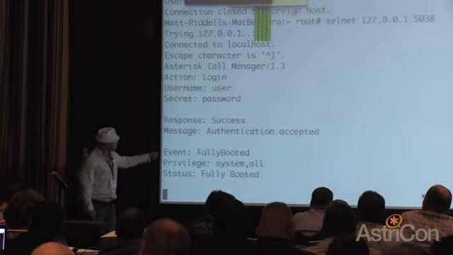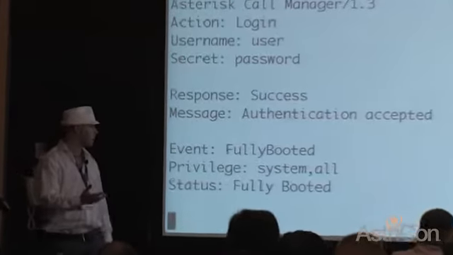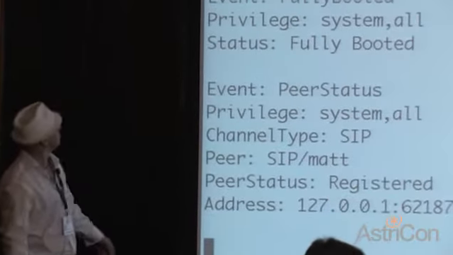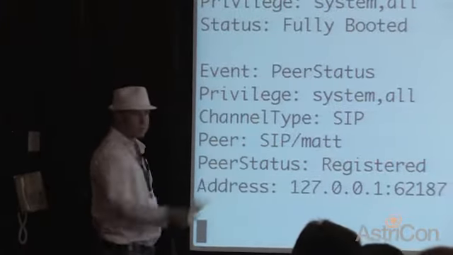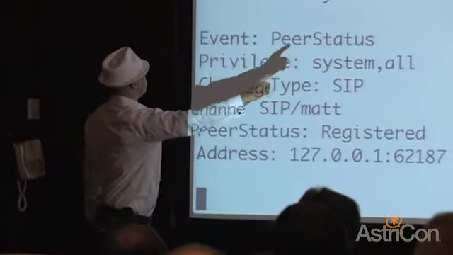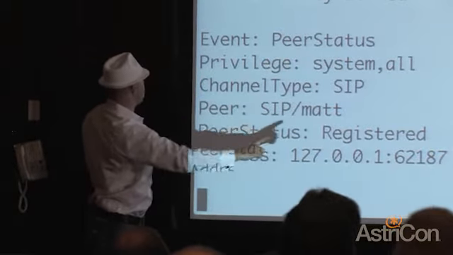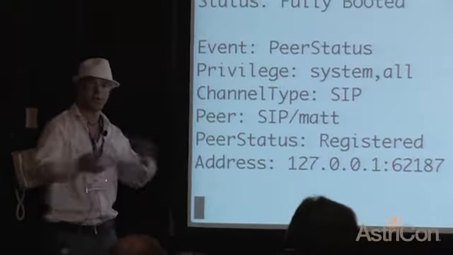And then you see right here that straight away we've got an event back from Asterisk saying that the Asterisk Manager and everything is fully booted. And actually we've got another event now, which is I've got a soft phone registered with my Asterisk interface, and it's saying it's got peer status information that peer SIP mat is registered, and that's the address it's on and stuff. So you're going to keep getting these events.